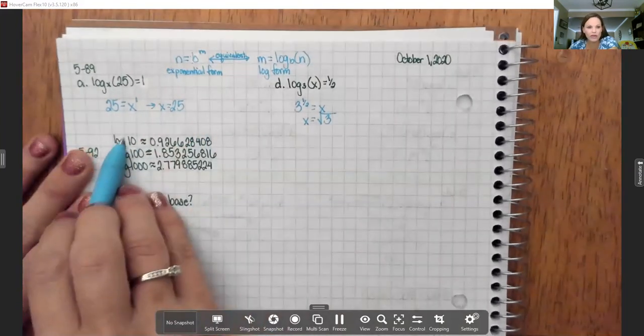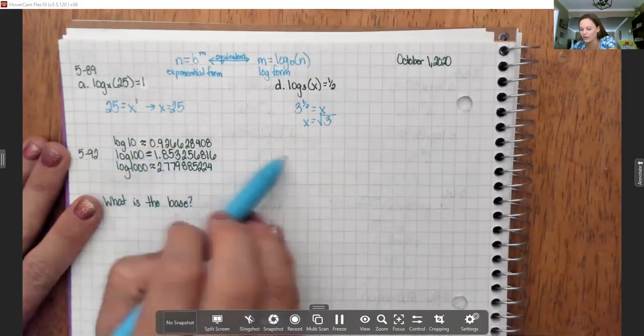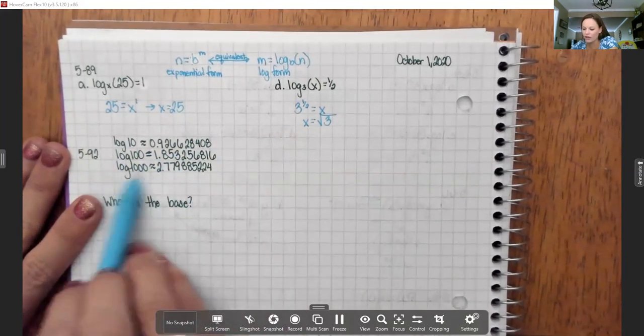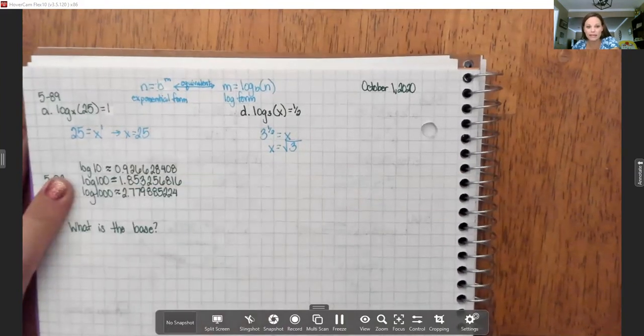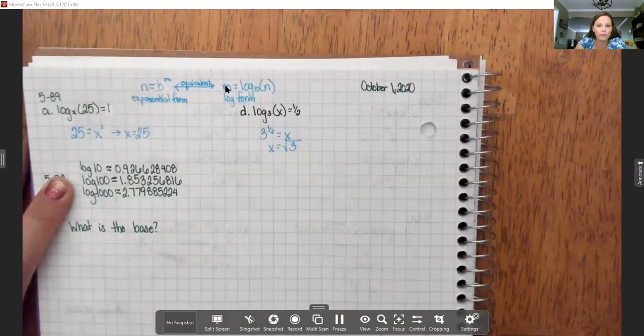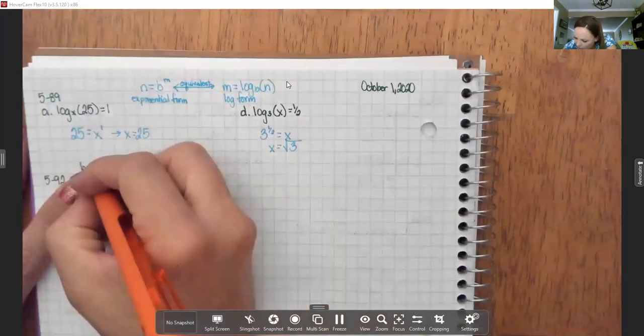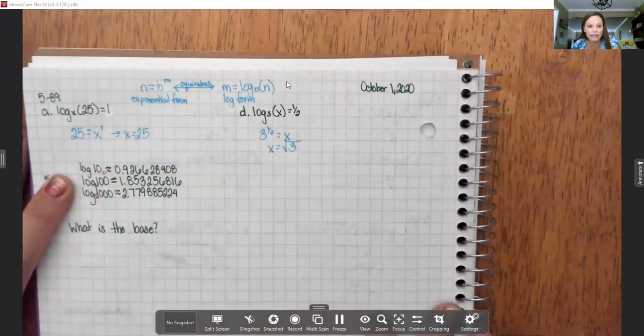These were the 3 things that they gave us. Log base 10 is 0.09266, and so on. They gave us log of 100 and log of 1,000. Our goal is to figure out what the base is. All of these would have the same base, they just don't write it, just like we do base 10 and don't write it. So this is some base b for all of these, and our goal is to figure out the base.